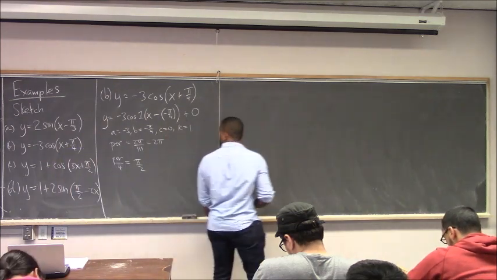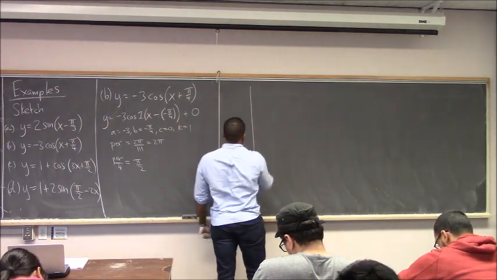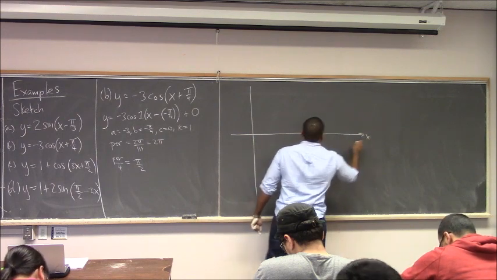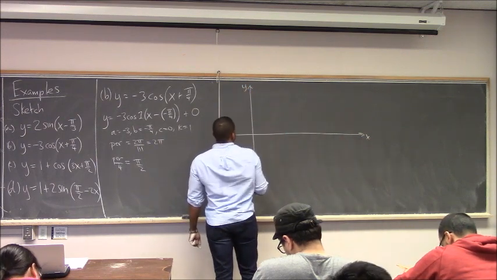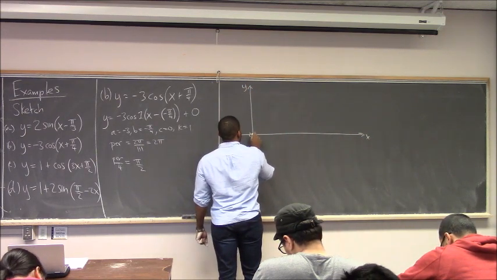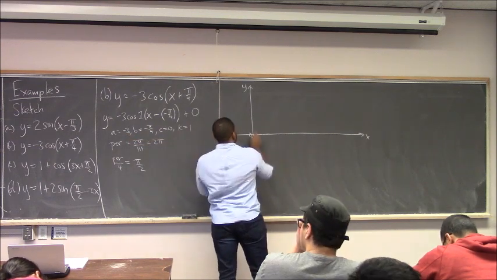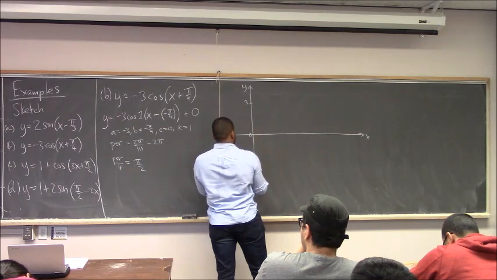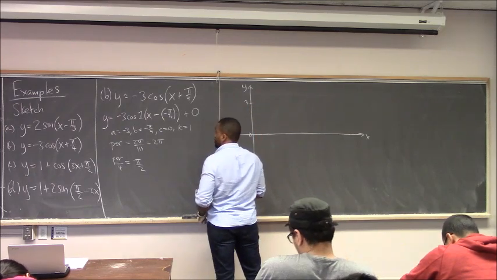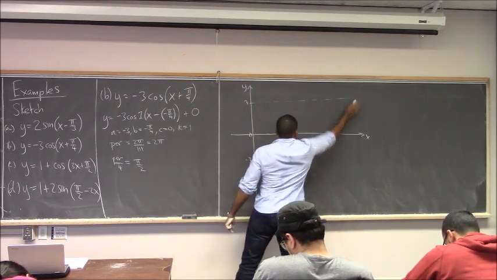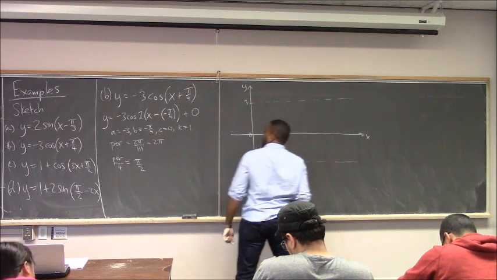So now I'm gonna start sketching this. I'm gonna draw this guy in here. X, Y. 0 is my baseline. I know I go up and down by the absolute value of 3, which is just 3. So I'm gonna go up 3, go down, minus 3. That's the top, that's the bottom.